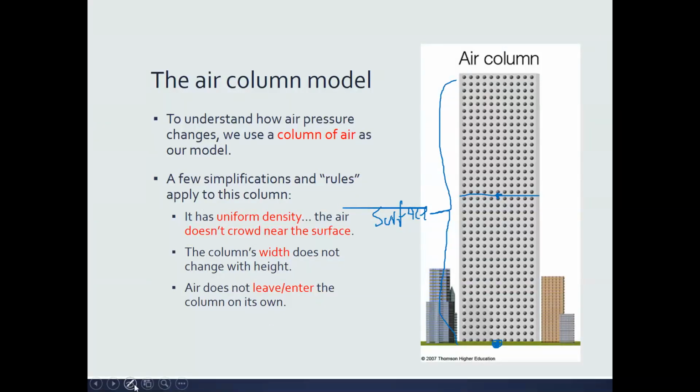Let's undo that. That's okay. So that's the surface pressure, and then this is the pressure at this height. That's the pressure at that given height.